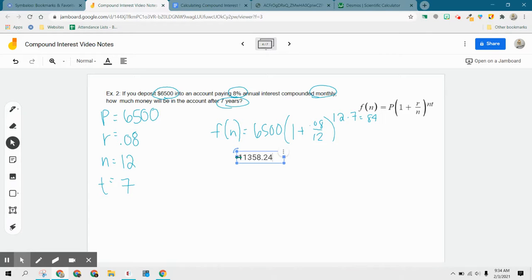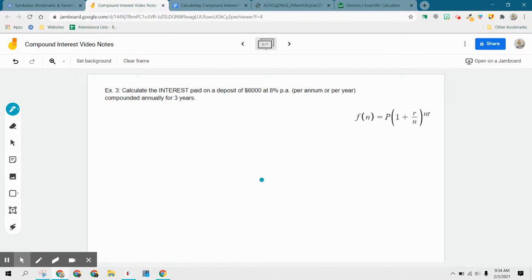So the value of the account is going to be $11,358.24. That's the entire amount inside the account. Okay, the original and the interest that you've earned. All right, moving right along. I don't want to spend too much time on each problem.